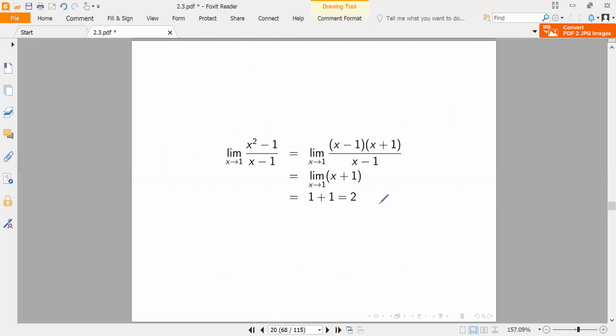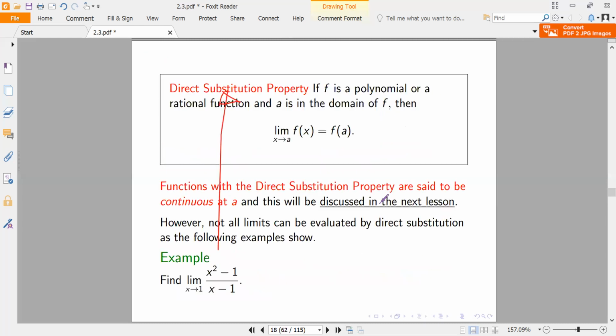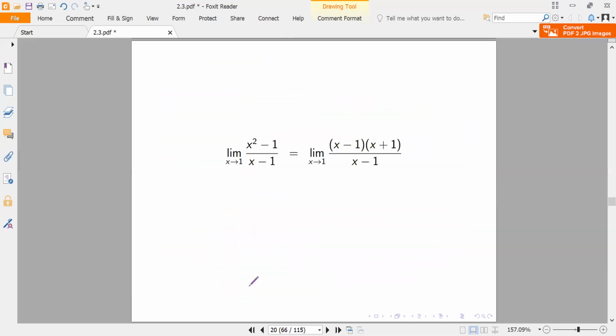Hope you can see that in the previous lesson we had such a function and it did go to 2, but we had to use a calculator for it.